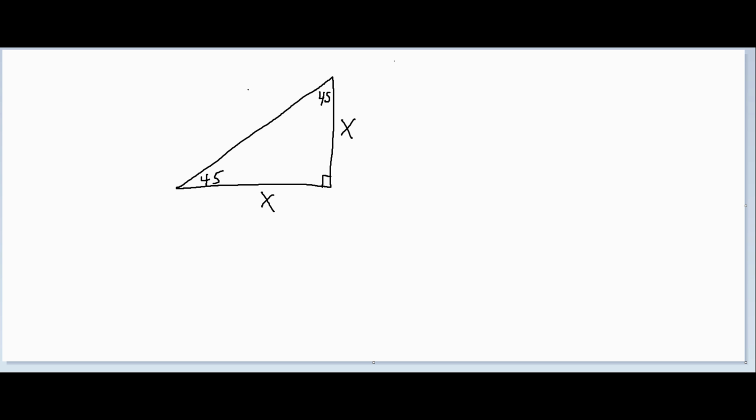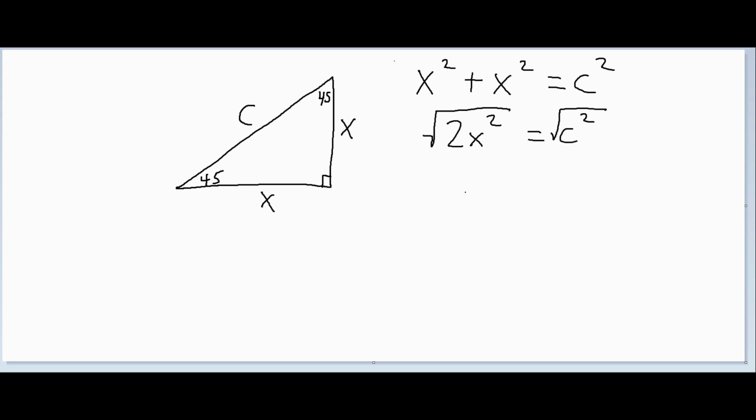And we don't know what this side is going to be yet, so we'll call that c. Now, since this is a right triangle, we can use the Pythagorean theorem to write an equation like this: x squared plus x squared equals c squared. And x squared plus x squared is 2x squared. And then to get a value for c, we would take the square root of both sides. And that would give us c is equal to the square root of 2x squared.